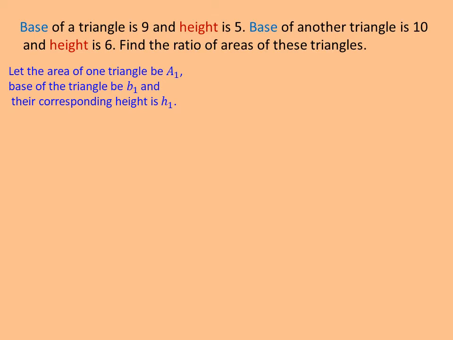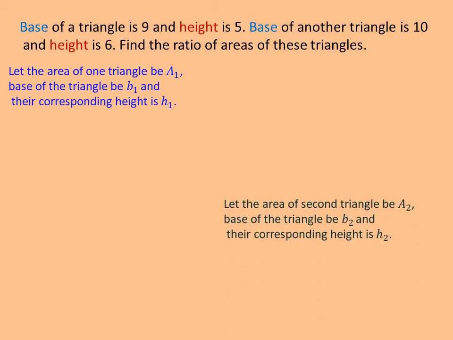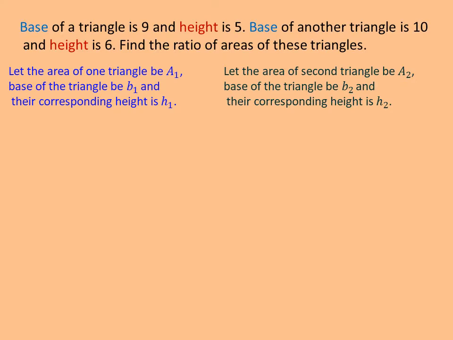Now we don't have a diagram, so we're going to write down that there are two triangles. Let the area of one triangle be A1, the base of the triangle be B1 and their corresponding height be H1. Similarly, we will have the area of the second triangle be A2, the base of the triangle be B2 and the corresponding height be H2.